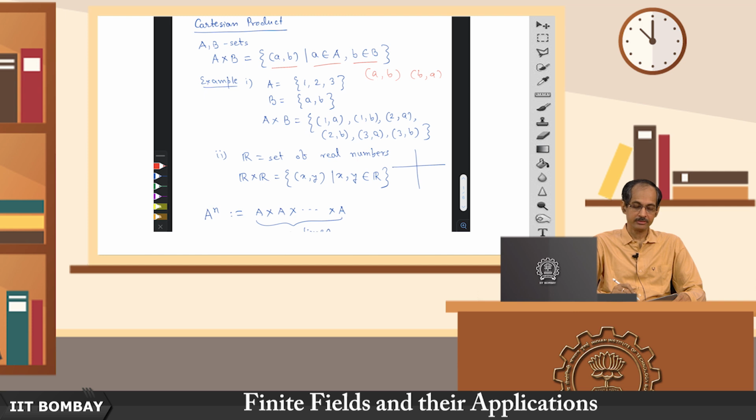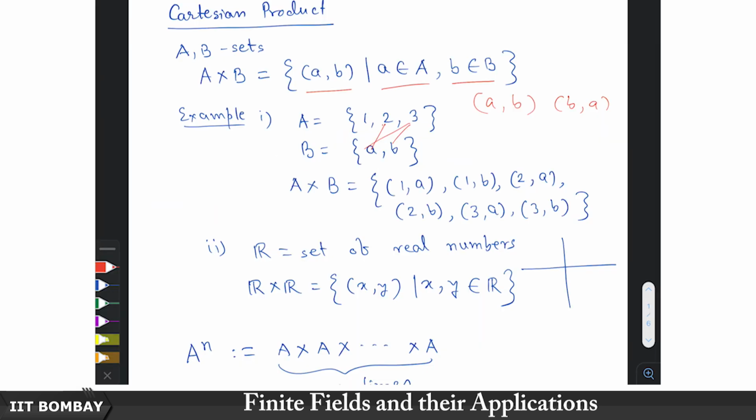Now, for example, if you take the set A to be the set of numbers 1, 2 and 3 and set B to be the set of letters a and b, then A cross B will contain all the pairs of numbers and letters like (1, a), (1, b), (2, a), (2, b) and (3, a), (3, b), right. So, all these pairs will be there in this Cartesian product.